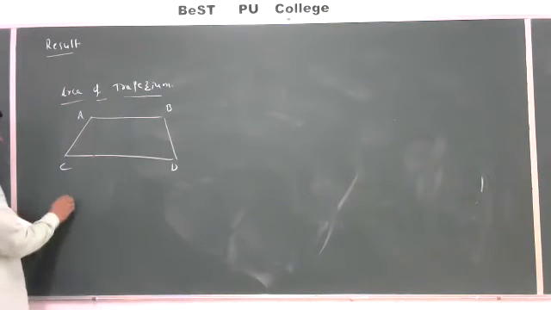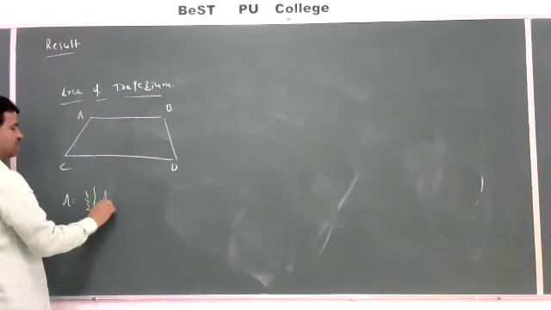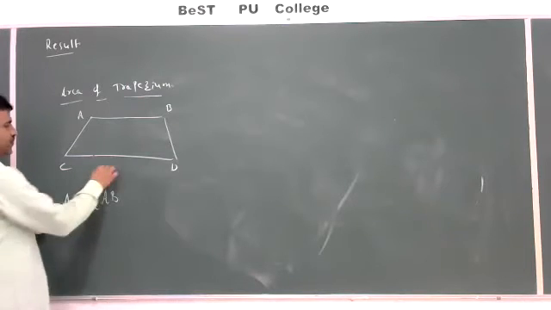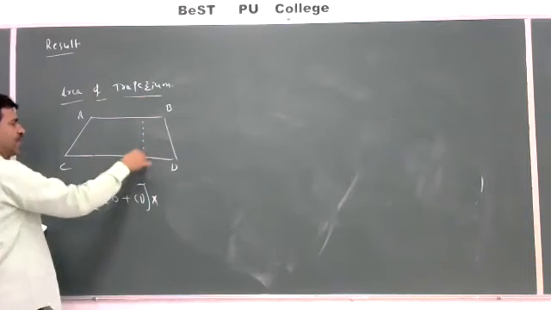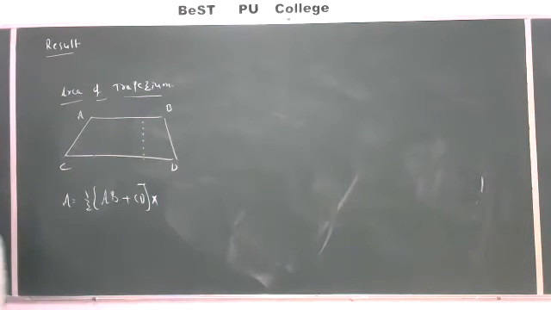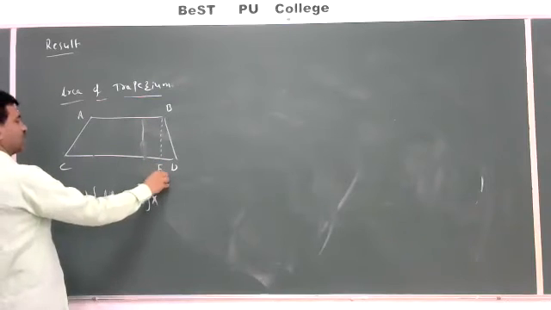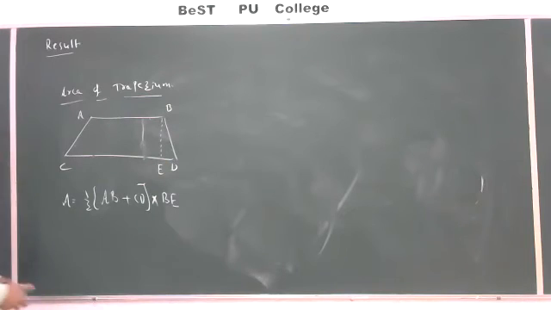See that. What is the area formula here? Half of the sum of the two parallel lines, AB plus CD, into the distance between the two parallel lines. For example, this is the height BE, into BE, the distance between the two parallel lines. That is the area of the trapezium formula. So by using this formula, now we are going to crack this theorem.